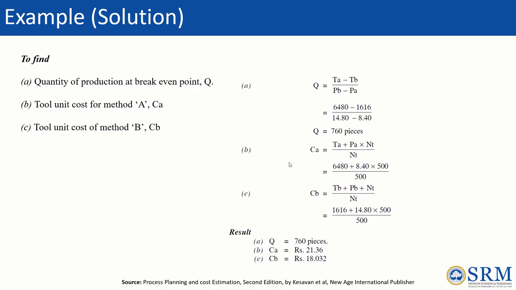So with this example, we will stop our discussion here. Before that, to summarize, make or buy decisions help companies determine whether components should be manufactured internally or outsourced. Break-even analysis helps evaluate profitability and supports decisions related to products, machines and manufacturing processes. So both tools are essential for effective process planning and cost estimation.